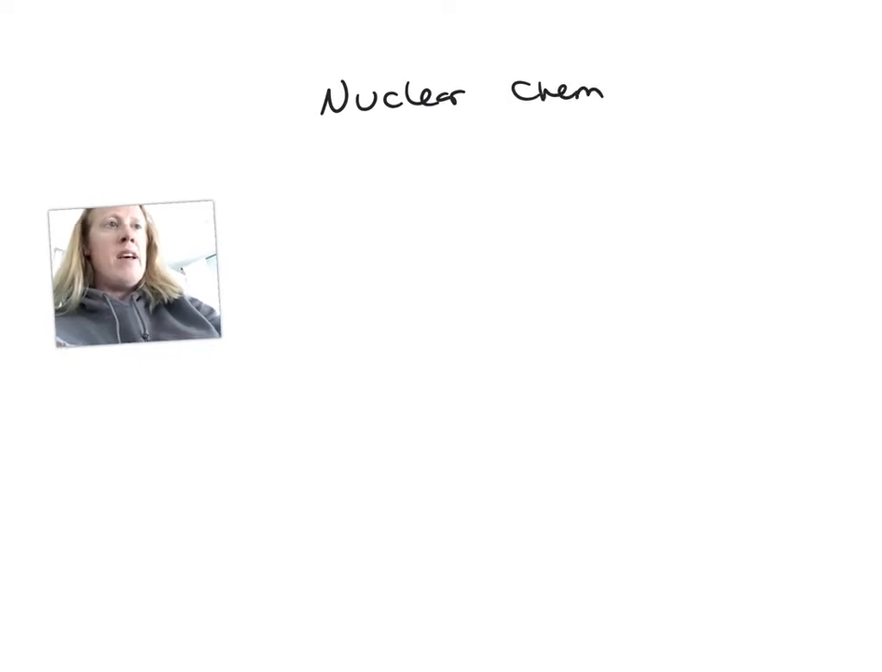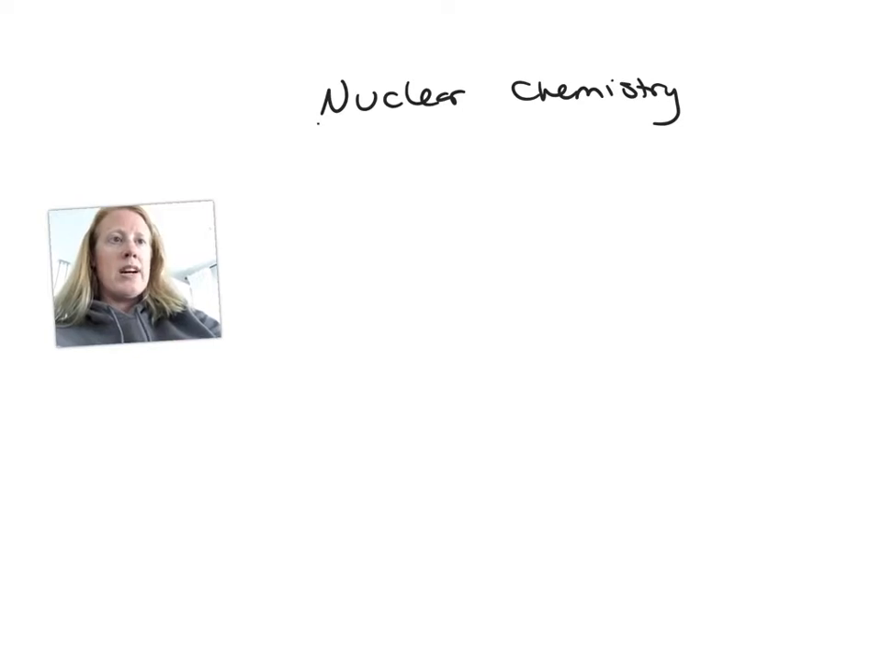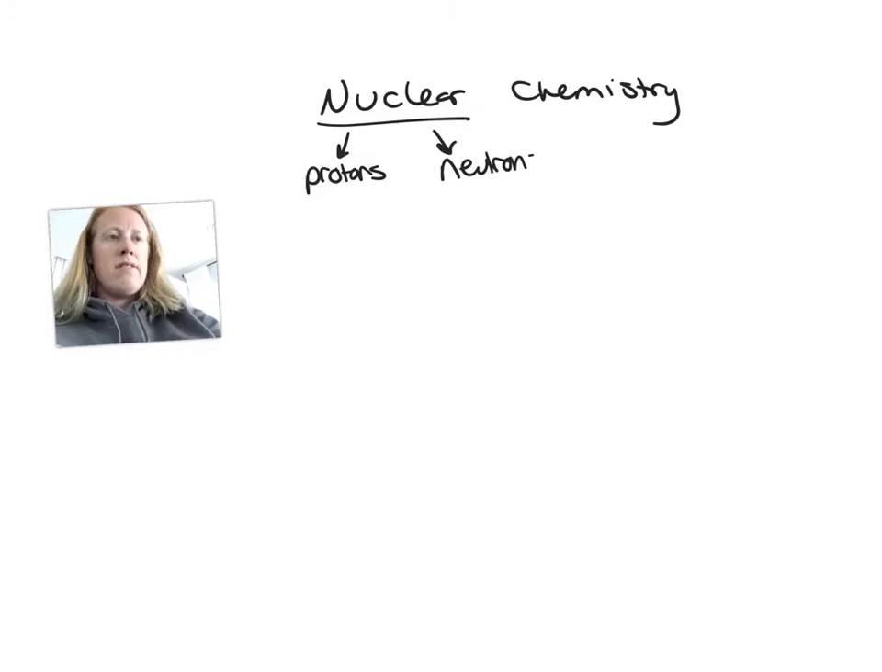All right, so we're going to start with nuclear chemistry. So far, everything that we've talked about in chem has been with the atom, but now we're going to dive into the atom, and we're going to talk about the nucleus of the atom, okay? So you know that in the nucleus of the atom, you have protons and you have neutrons. The electrons are on the outside, so we're generally going to ignore them.